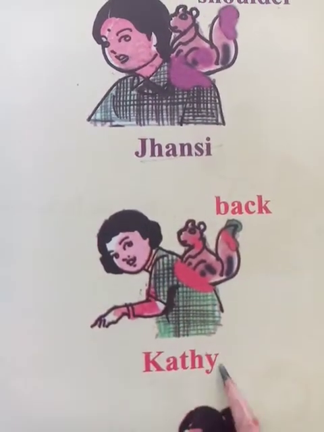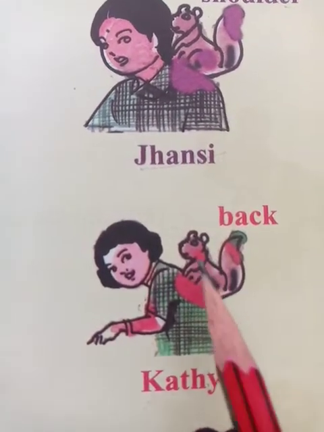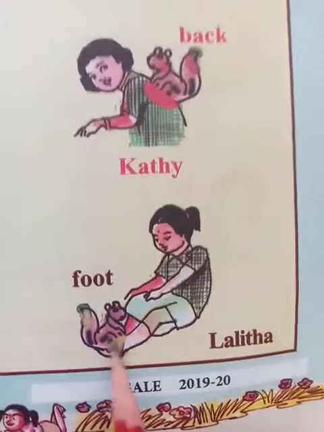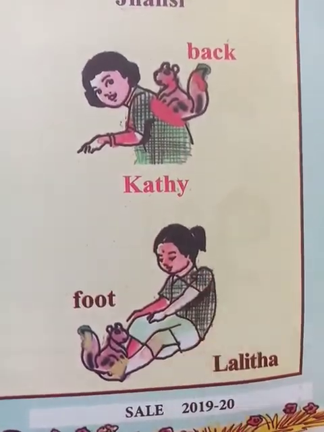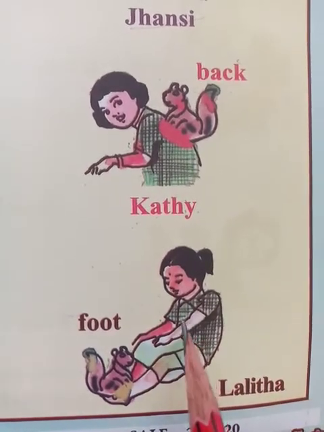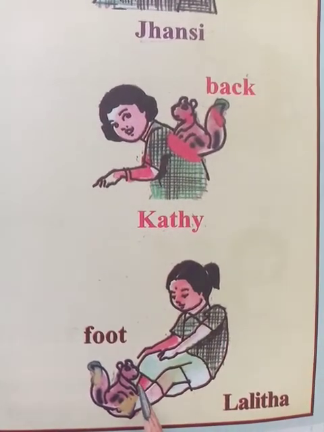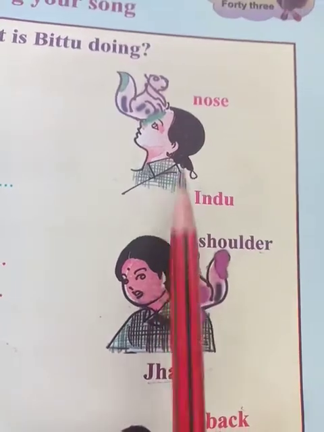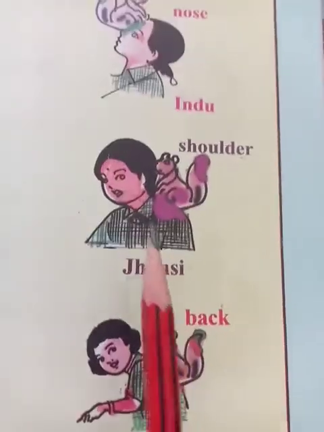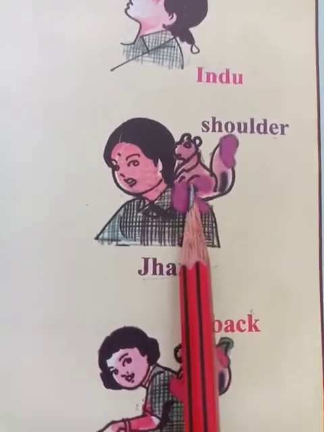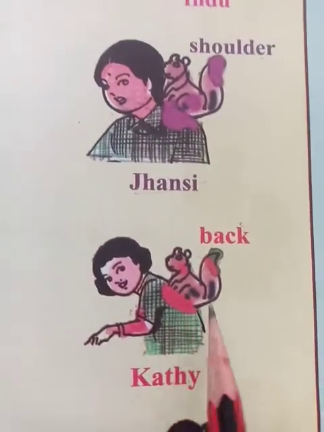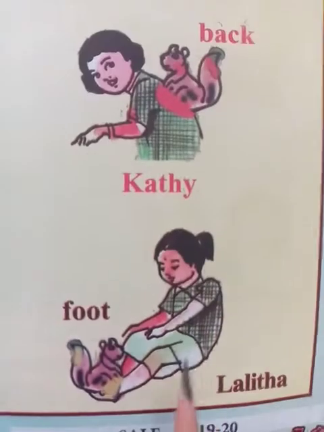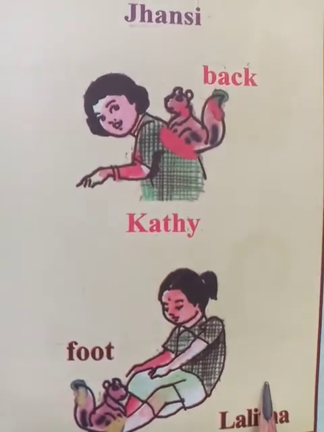Kathy. What's her name? K-A-T-H-Y, Kathy. So the squirrel is sitting on Kathy's back. Here, foot. What's her name? Her name is Lalita. L-A-L-I-T-H-A, Lalita. So the squirrel is sitting on the foot. Here her name is Indu, and the squirrel is sitting on her nose. She is Jansi, the squirrel is jumping on her shoulder. Here, Kathy, the squirrel is sitting on the back of Kathy. Here, Bittu is jumping on the foot of Lalita.